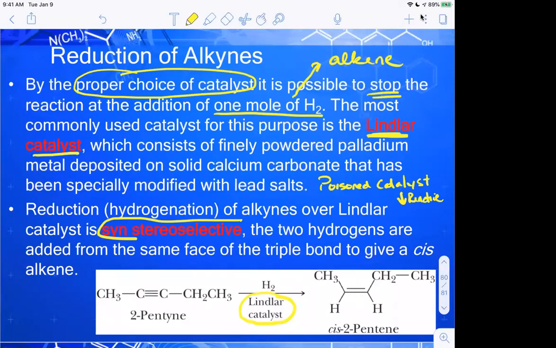Now there's something else that's really important. This reaction with Lindlar catalyst is cis stereoselective. So I always get a cis alkene. My 2 alkyl groups that were attached to the triple bond are now going to be cis to one another. So this is going to be syn stereoselectivity. Remember, the hydrogens are added from the same face, so they are on the same side of that double bond. So I get a cis alkene here.